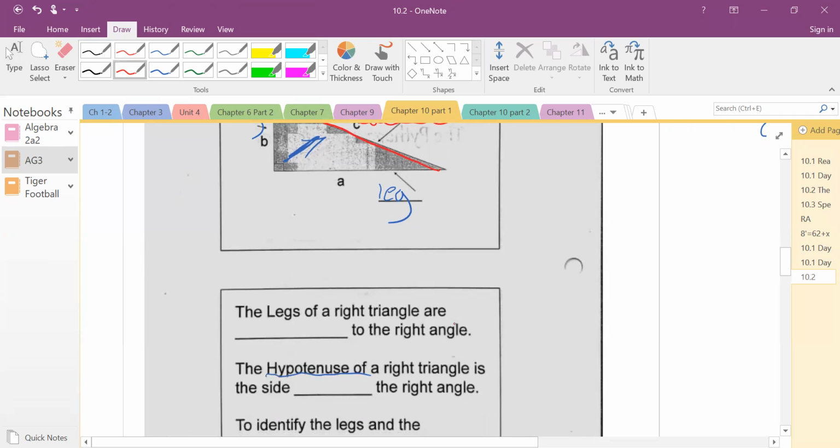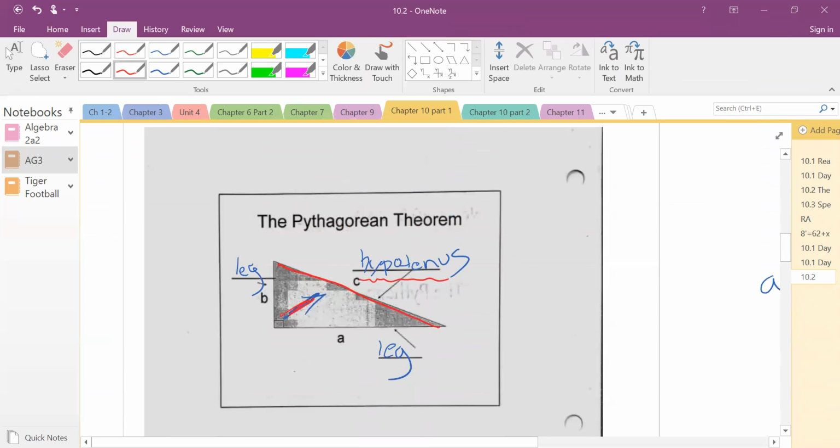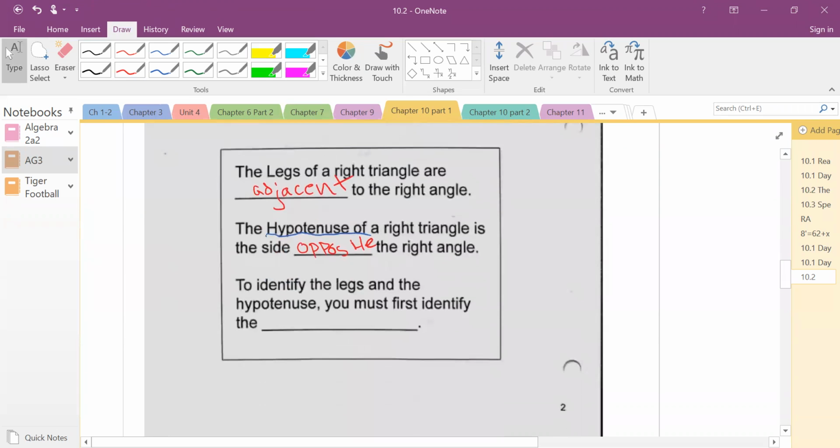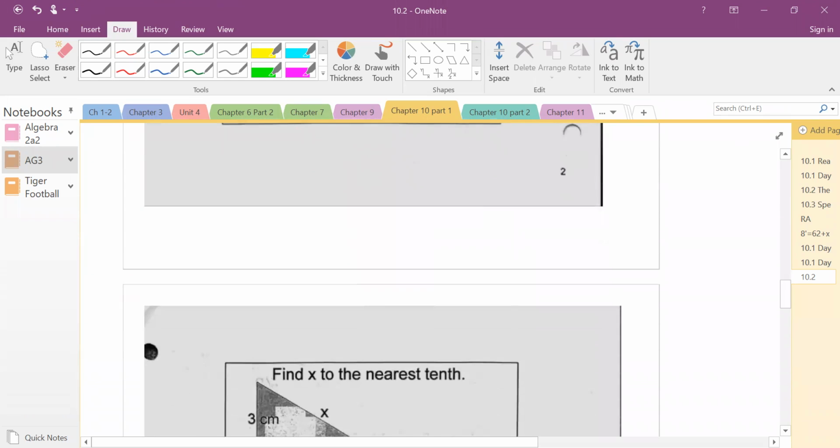The legs of a right triangle are adjacent. We can say that. Adjacent means right next to. Let's use opposite here. Opposite. So the legs of a right triangle are adjacent to the right angle. The hypotenuse of a right triangle is the side opposite of the right angle. That's what this arrow means right here. It's opposite. If you have to draw the arrow every time, I would do so. To identify the legs and the hypotenuse, you must first identify the right angle. That's where the arrow comes from. Okay? All right, I love filling the blanks.